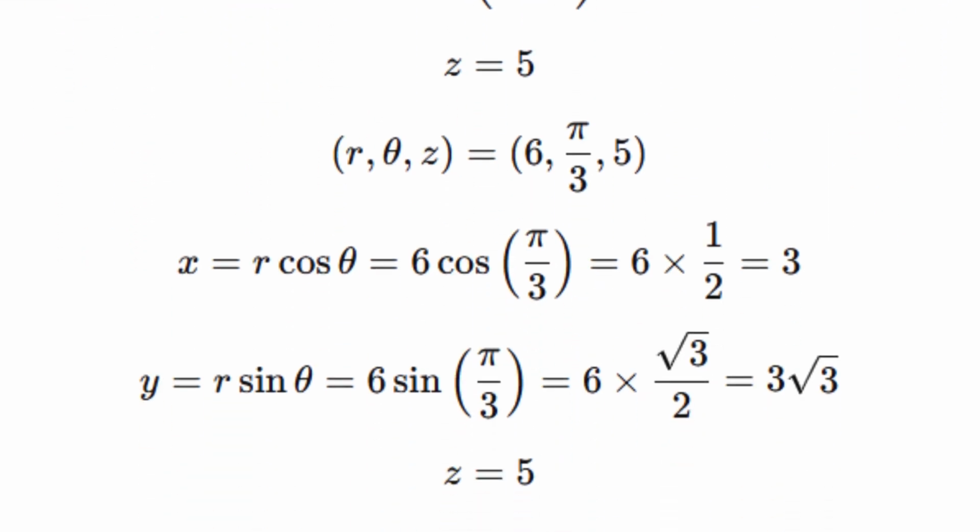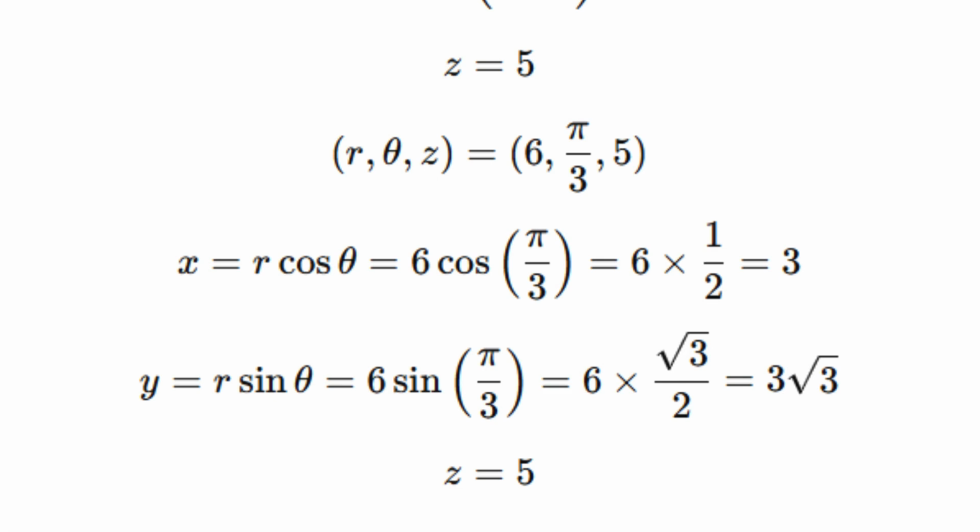If you want, you can try to verify your answer by transforming them back into Cartesian coordinates. If you get the same answer, that means your math is correct.